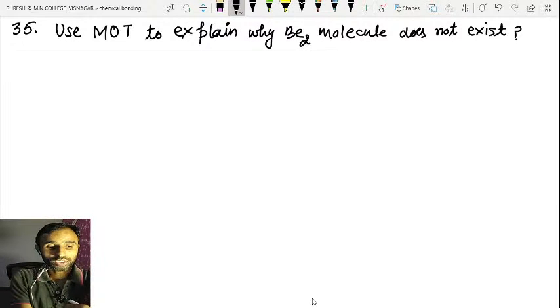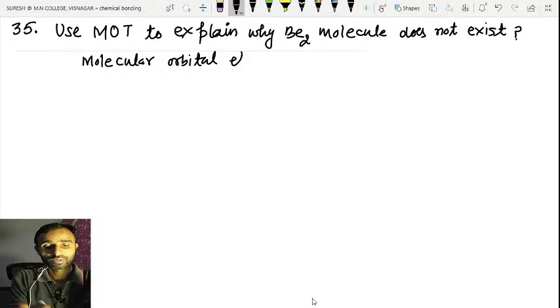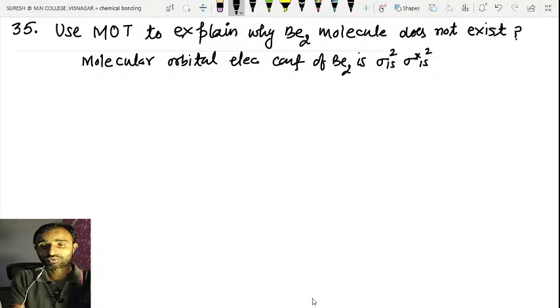So according to this, the molecular orbital electronic configuration of Be2 is sigma 1s2, sigma star 1s2. Yes, Namita is right. We should explain it on the basis of bond order.